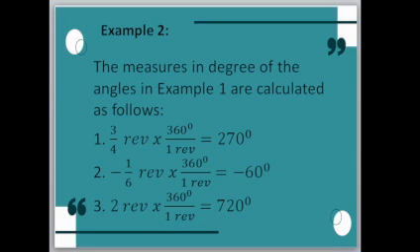And number 3, we have 2 revolutions times 360 degrees over 1 revolution, cancel out the revolution unit, and the remaining is degrees. So we have 2 times 360 is 720, divided by 1 is still 720 degrees. So you have to remember always the constant conversion unit that we are going to use if we are going to convert revolution to degrees. You have to multiply the given revolution by 360 degrees over 1 revolution.